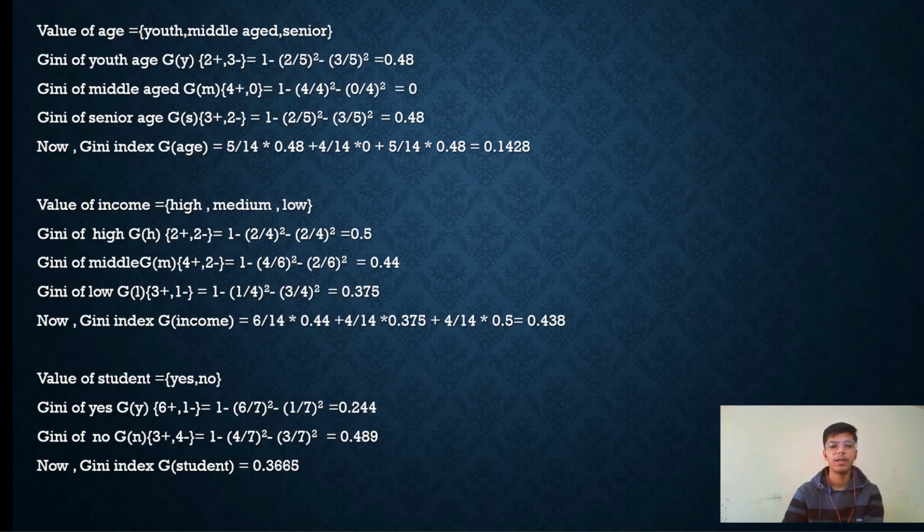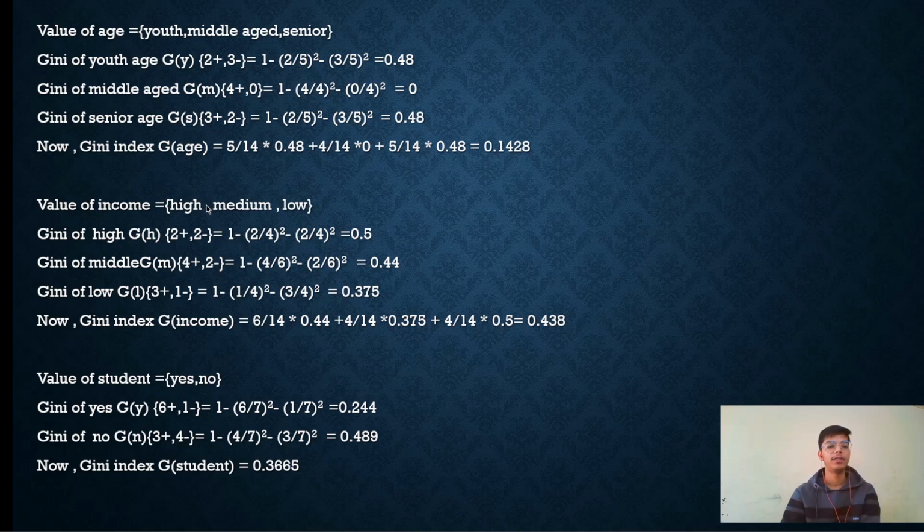So we have divided it, so it will give its contribution, and then we will multiply it with its Gini index, and we will do the same thing with other Gini index values, and then we will add all of them, and then we will get the resultant Gini index of that attribute, which is 0.1428.